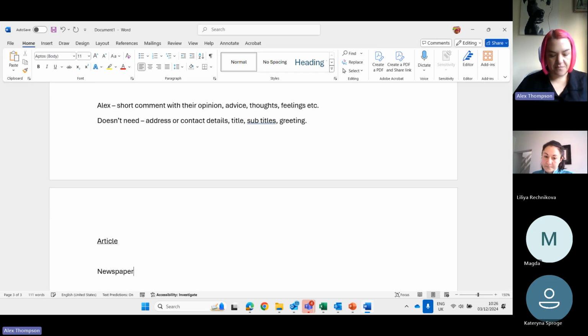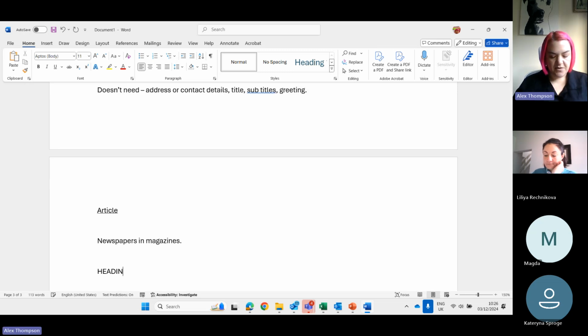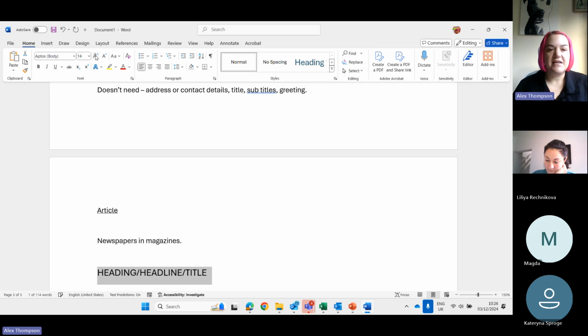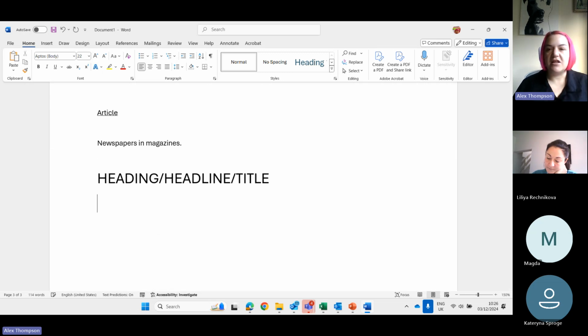So articles are most often seen in newspapers and magazines. They always start with a heading or a headline or a title. And this is usually, if we think about newspapers, written in a much larger font so that they catch the eye of somebody walking past, so that they're meant to draw the reader in, make them more interested.